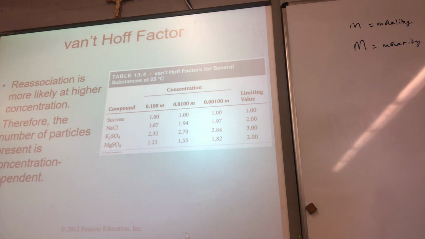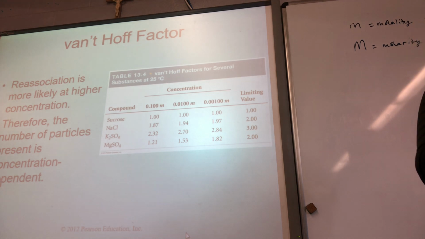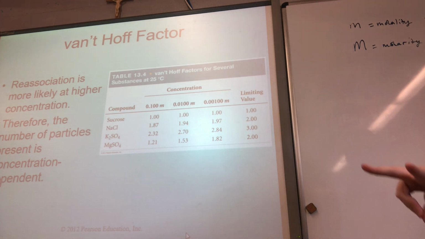Now, the math is a little complicated, so we're not going to look at it. What we're going to do is just take this at face value. The higher your concentration in an electrolyte solution, the less likely it is to completely dissociate. Okay, that's our assumption that we're going to make. The higher the concentration of your solution, the less likely it is to completely dissociate.